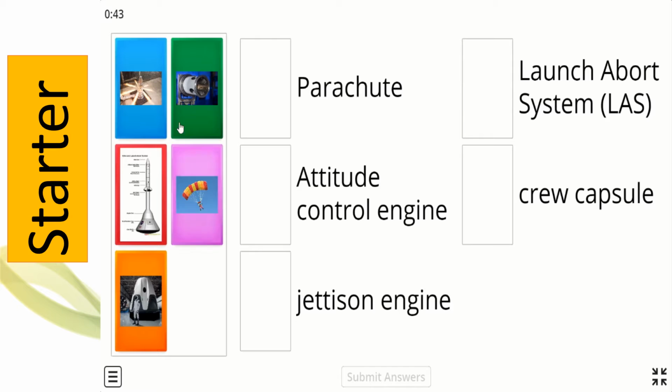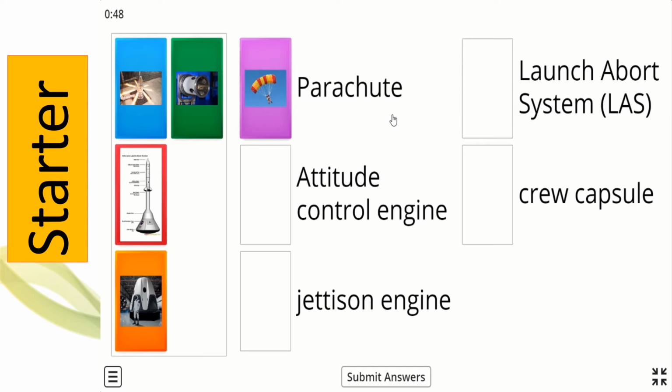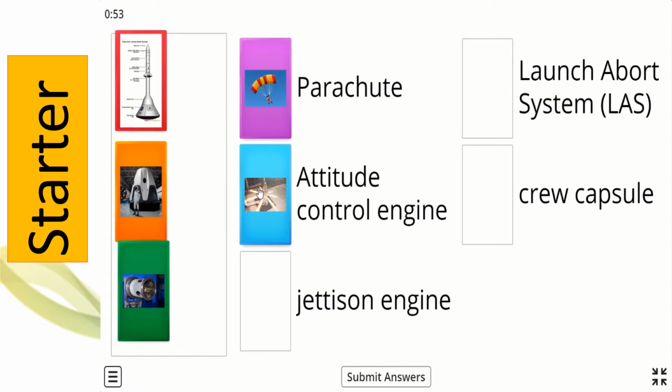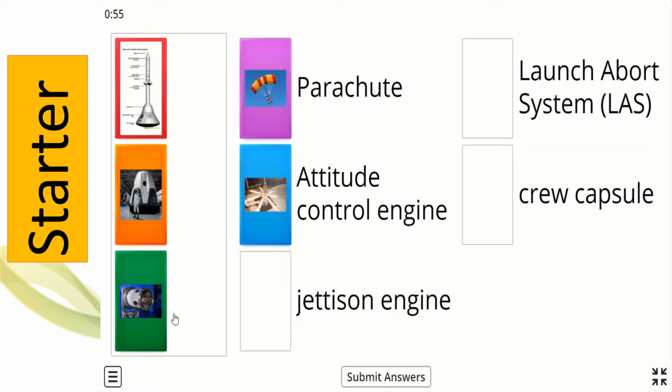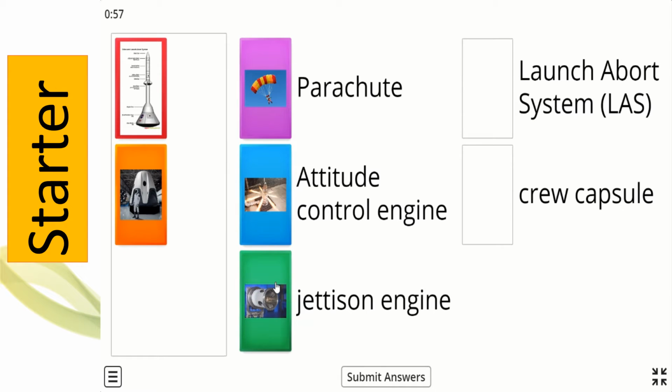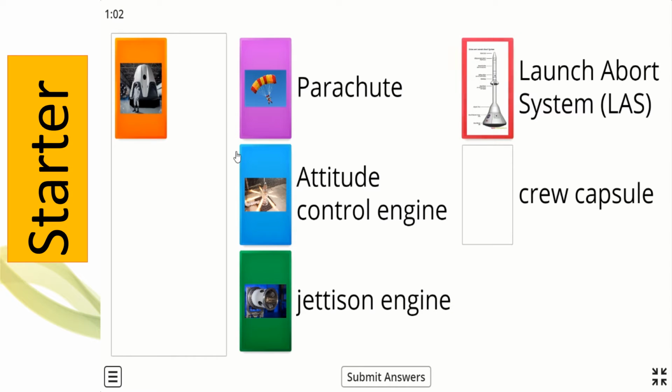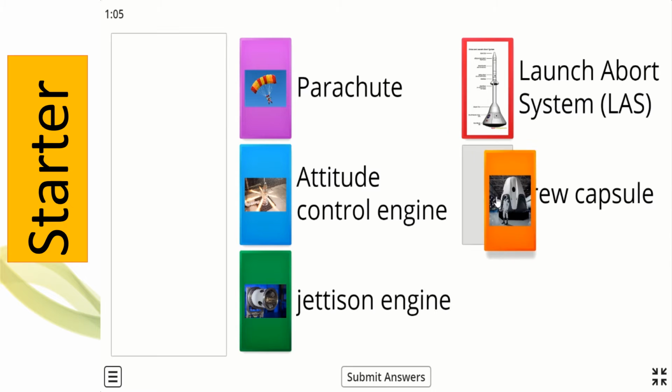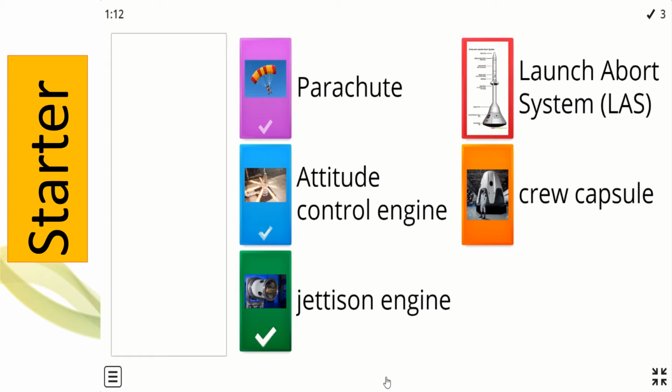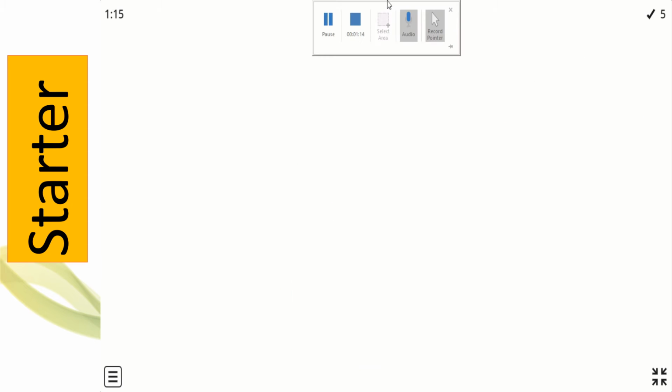Now you can check your answers. Parachute is matched with this one. Attitude control engine is matched with this one. Jettison engine is matched with this one. Launch abort system, we match it with this one. And the crew capsule is matched with this one. Let's now submit answers and check. Well done.